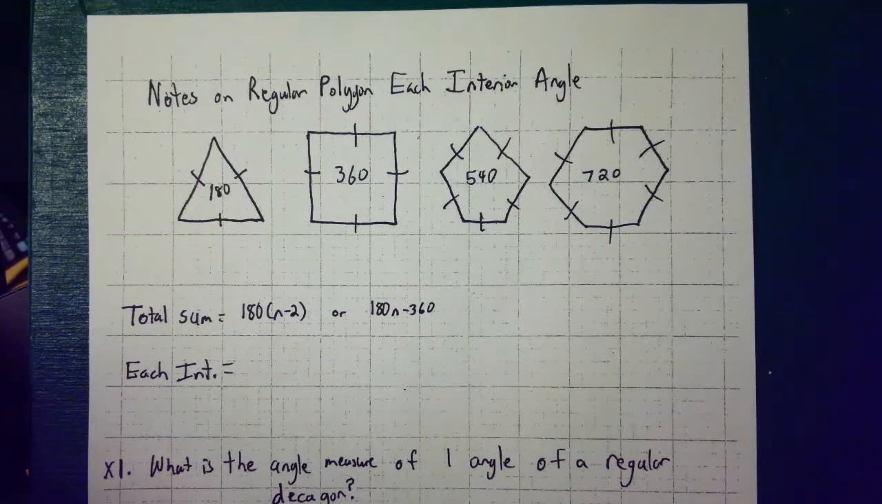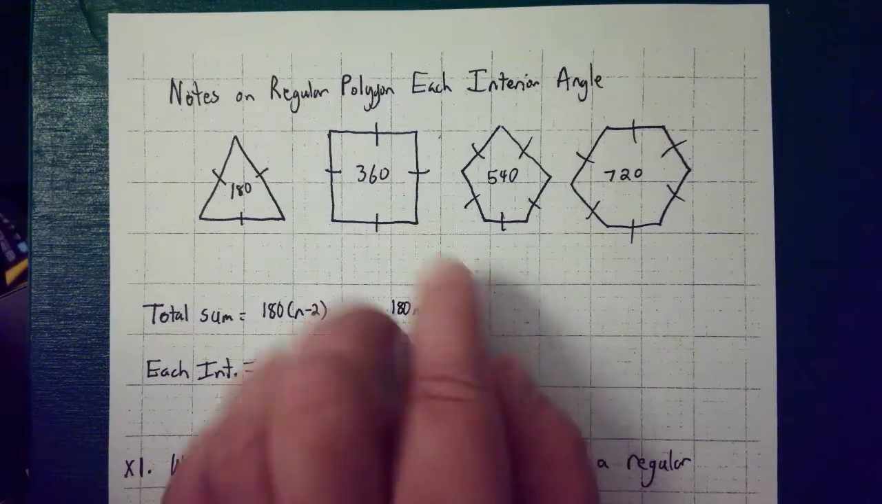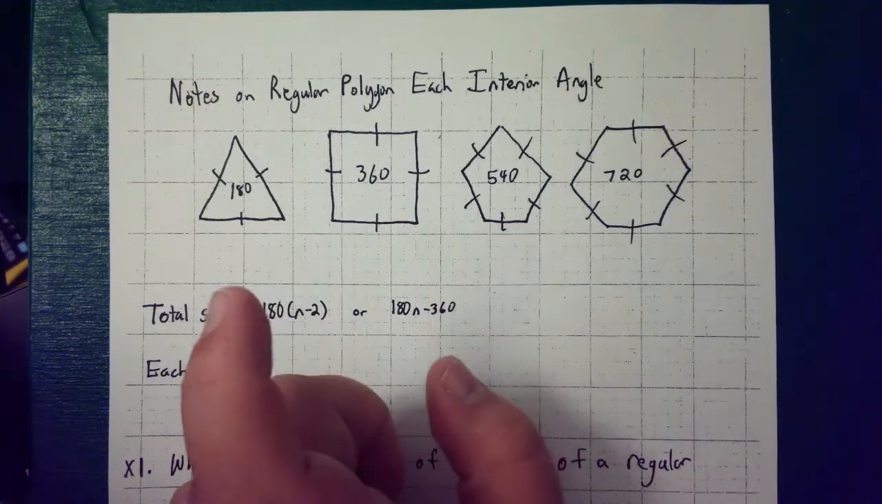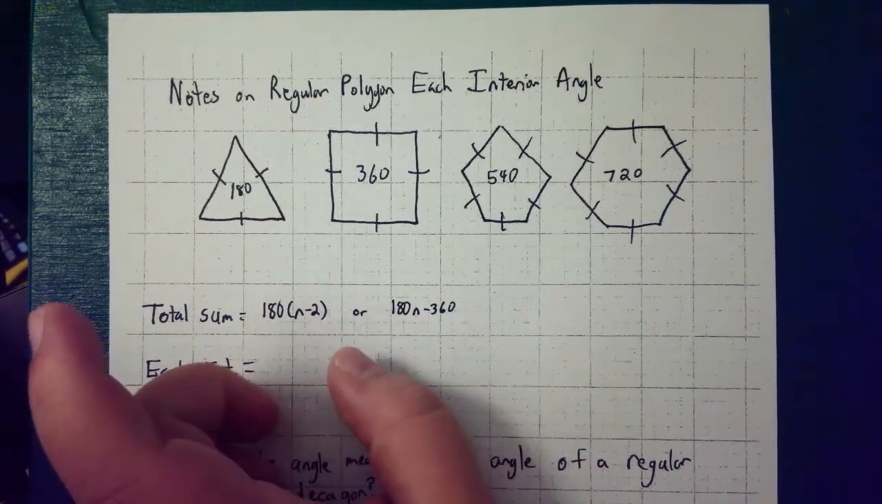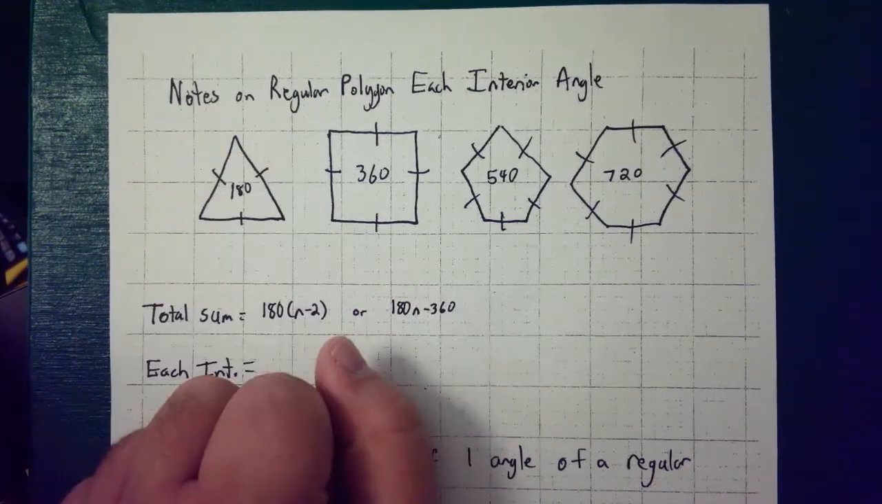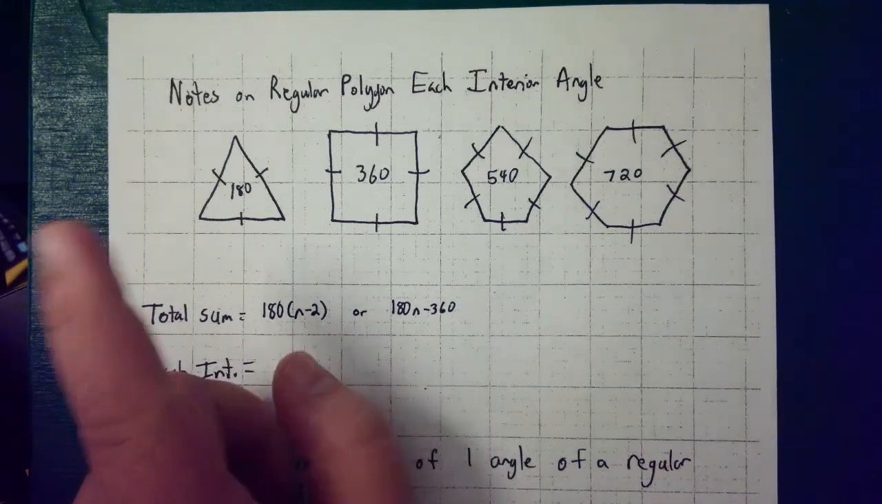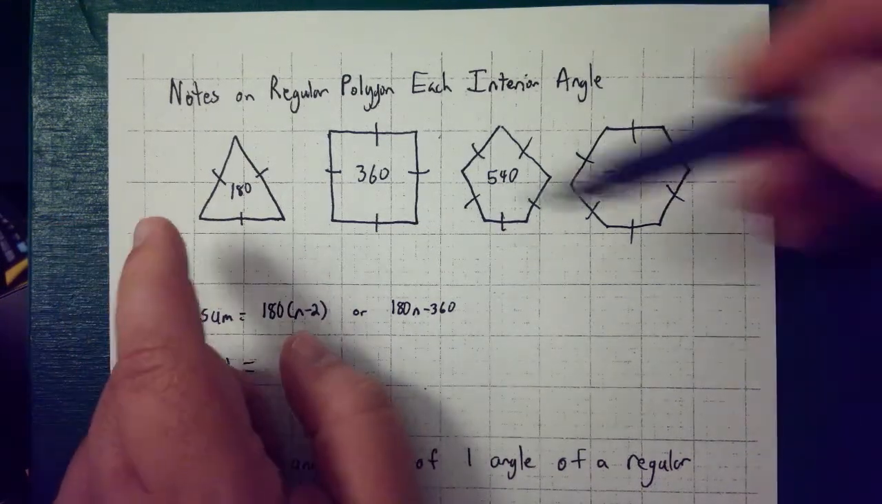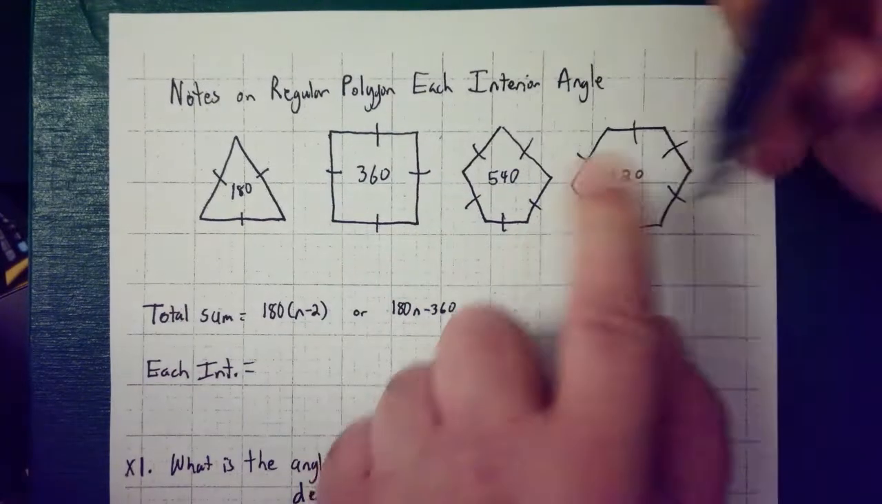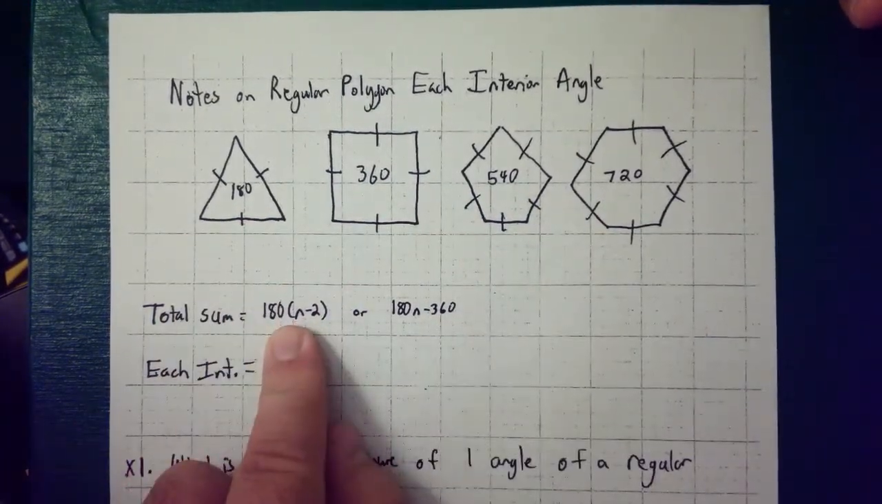Ladies and gentlemen, today we're going to talk about each interior angle on a regular polygon. You defined a regular polygon yesterday. It's a polygon where all the sides are the same and all the angles are the same. I believe the word used in the paper is congruent, but still, same thing. So we know these are the correct angle measures for these four polygons, the sums, because that's the formula we came up with yesterday.